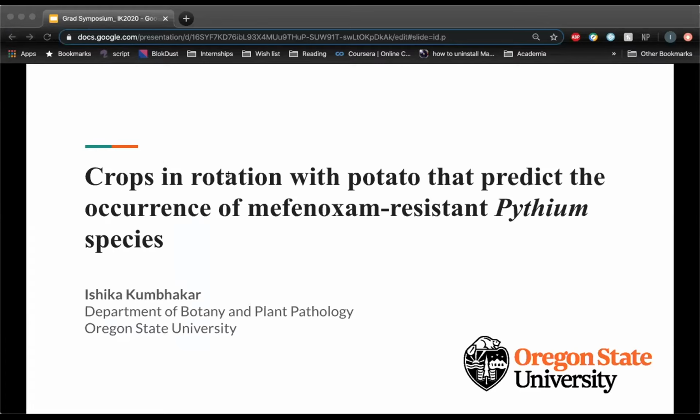And specifically, this project will be looking at crops in rotation with potato that predict the occurrence of mefenoxam-resistant Pythium species.